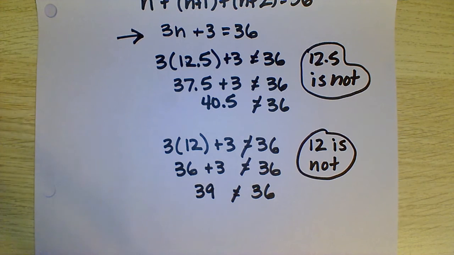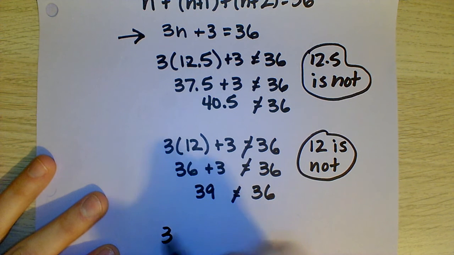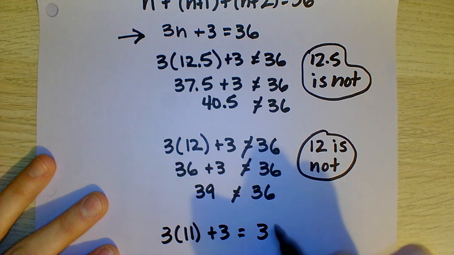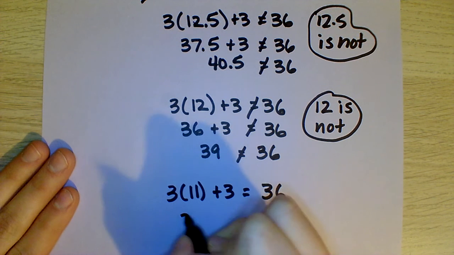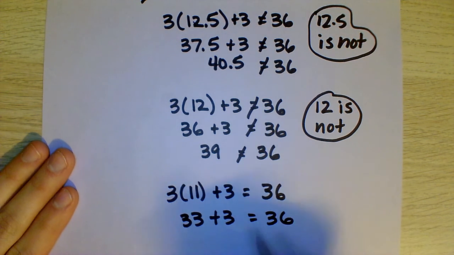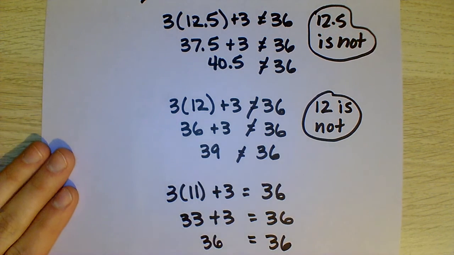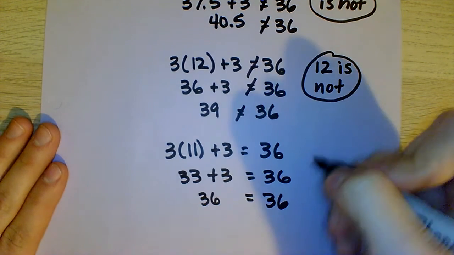And lastly, it wants us to check 11. So anywhere we see n, we're going to put 11. Okay, 3 times 11 is 33. 33 plus 3, that's 36. Are those equal this time? Yeah, so that means 11 is a solution.